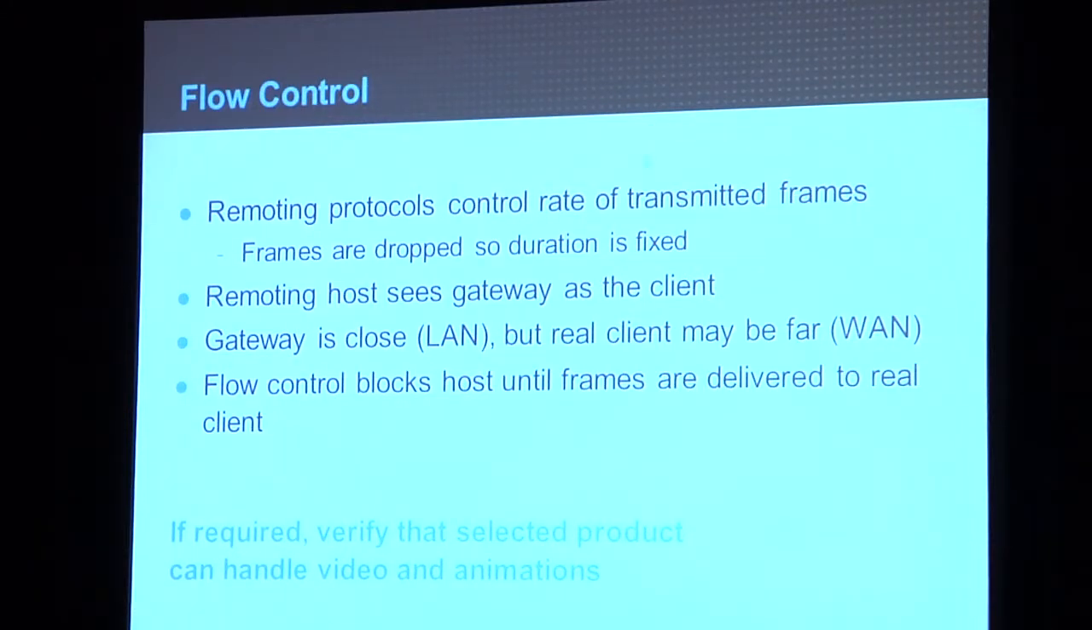Now the problem is that having this translation layer in the middle can sometimes confuse this flow control, because from the host's perspective, that gateway is the client. So it thinks that the client is very close and very fast and just keeps shoving frames at it, and it can cause a situation where the protocol is basically getting too many frames. One thing to check is, if the content you're looking to remote includes videos or animations, I recommend that you verify that the solution you're looking at is actually able to handle that.